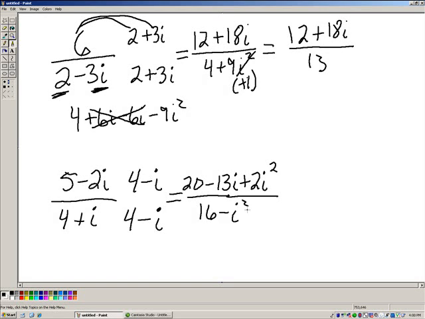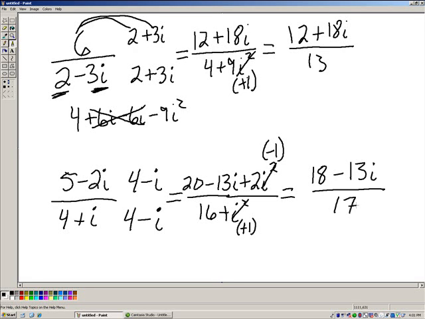because we know that conjugates are going to give us a difference of squares, or you can FOIL that out if you choose. Then we simplify the i squareds. That's going to be a negative 1. So negative and negative are going to be positive. Over here, this will be a negative 1, so now positive and negative will be negative. So I have 20 minus 2 now, giving me 18 minus 13i. And 16 plus 1 will give me a 17. Not a problem.